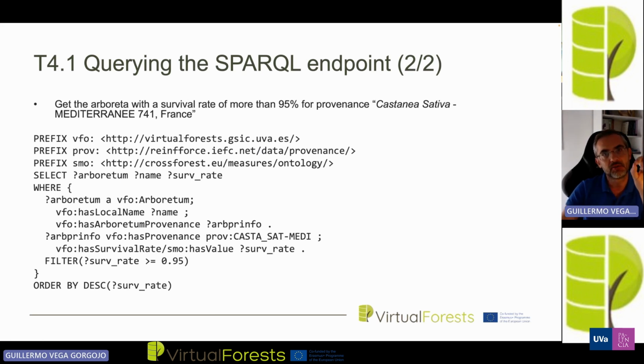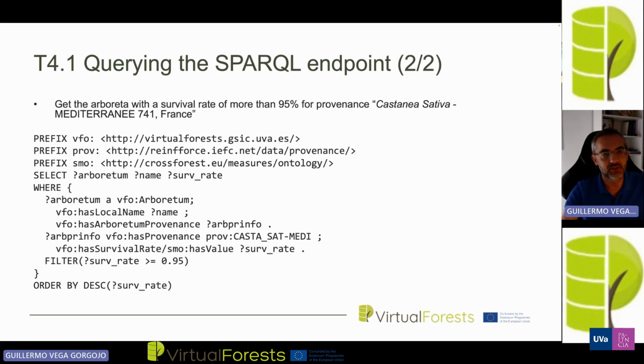It gets into the details of the range cross gradient. So it's about the survival rate for the provenance Castanea sativa, Mediterranee, France. So we want to know which arboreta for this specific provenance have a survival rate of more than 95%. So the SPARQL query is in the slide. I'm not going to comment on it.